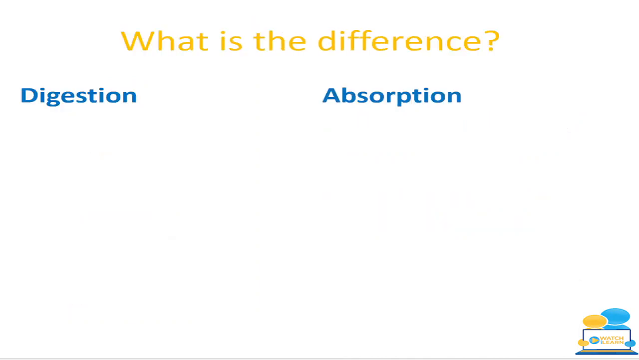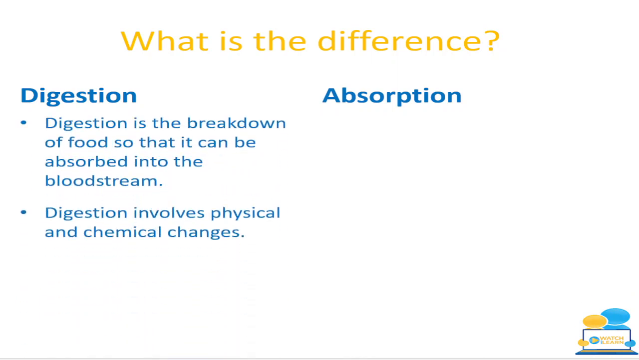So you need to be able to tell the difference or distinguish between digestion and absorption. So digestion is when your food is broken down so that it can be absorbed into the bloodstream. So this involves physical and chemical changes. For example, physical would be the churning of food in the stomach. It would be the breaking down of food in the mouth via your teeth. Your chemical would be, for example, your gastric juices in the stomach. It would be your salivary amylase in the mouth. And essentially it's breaking down food.